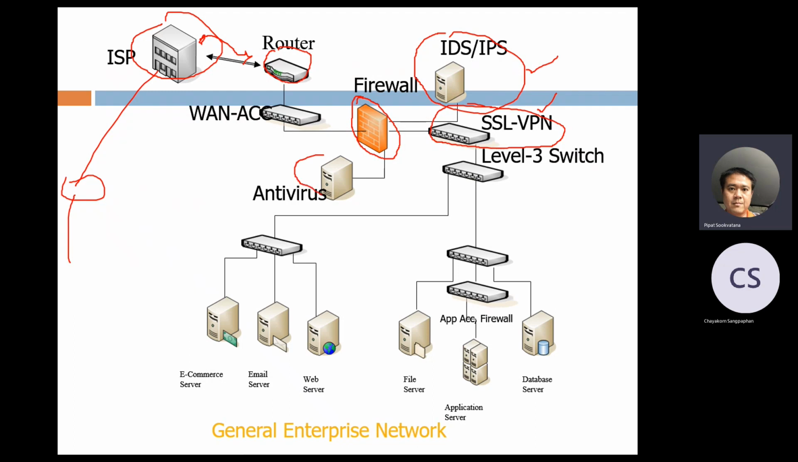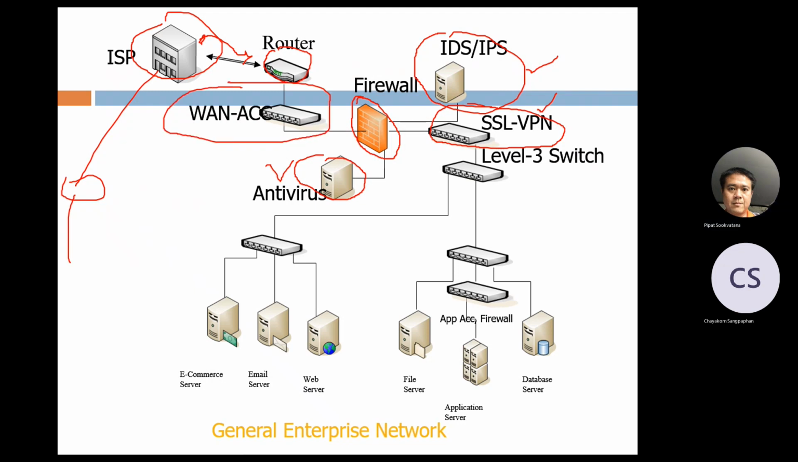We have antivirus. And we have the WAN or the network accelerator. What is a network accelerator? It's actually a buffer to speed up some of the application buffer to run faster.